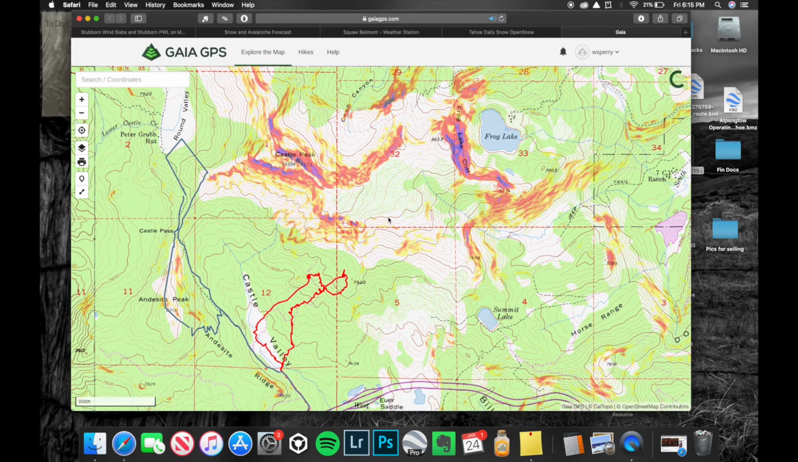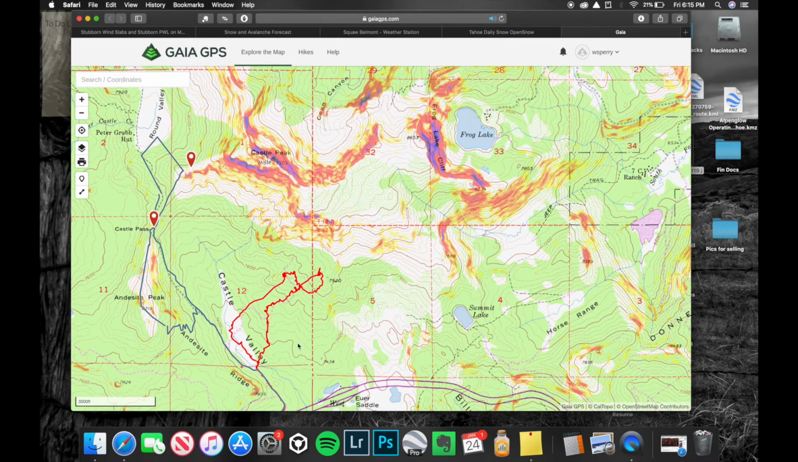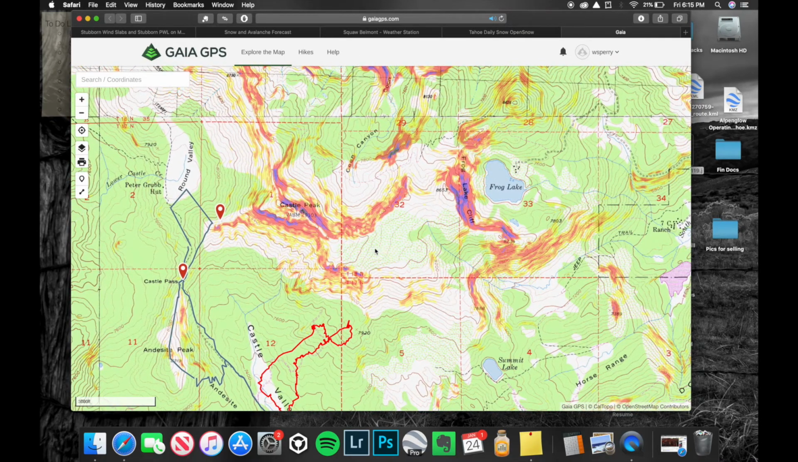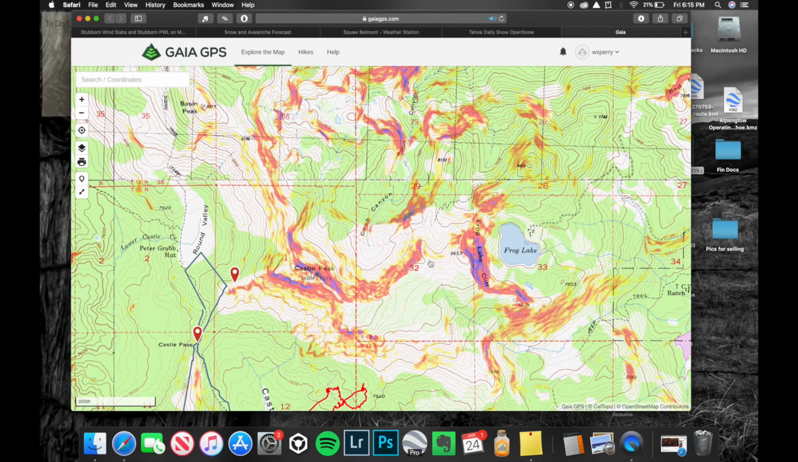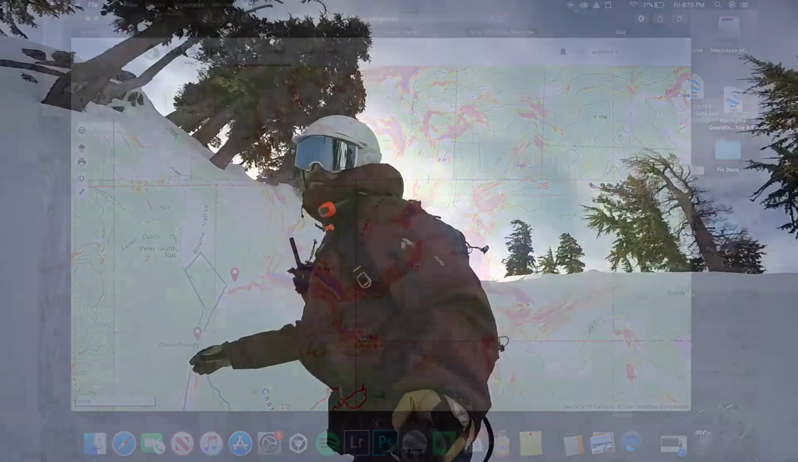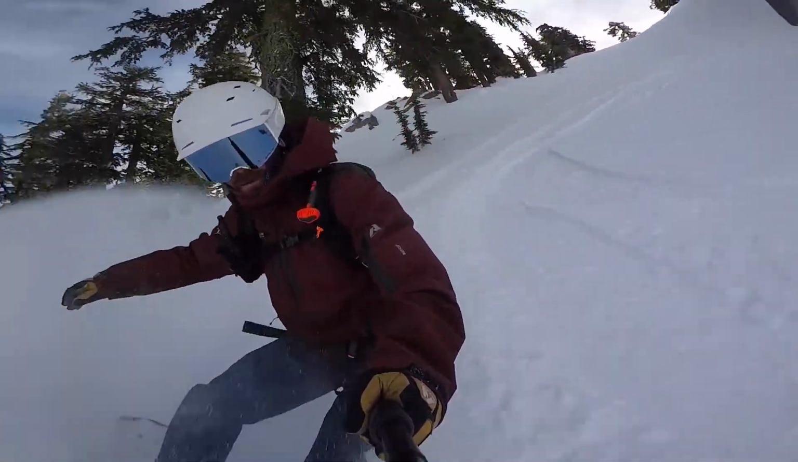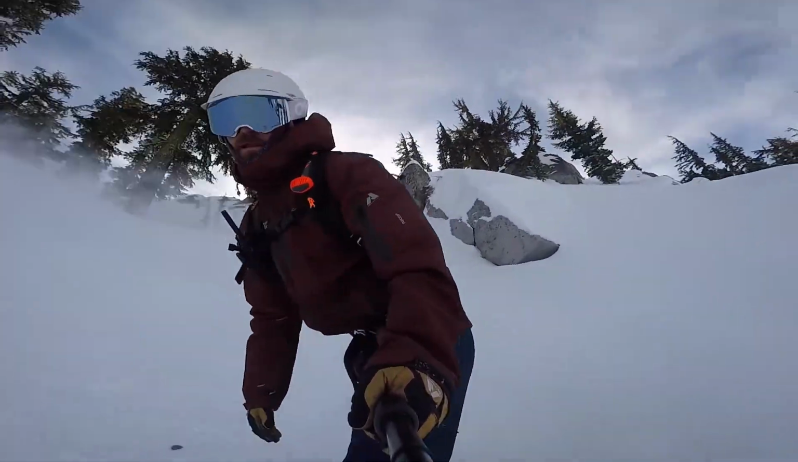And then finally I'll go to Gaia and plan my tour for the day. And I'll plan that tour based on all the information that I found. And yeah, there you go. That's the daily flow.